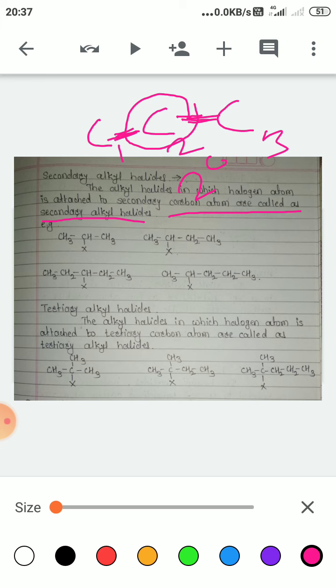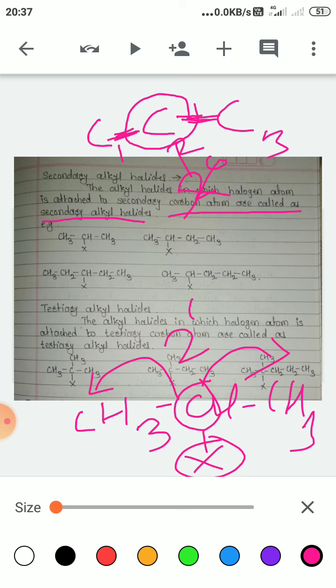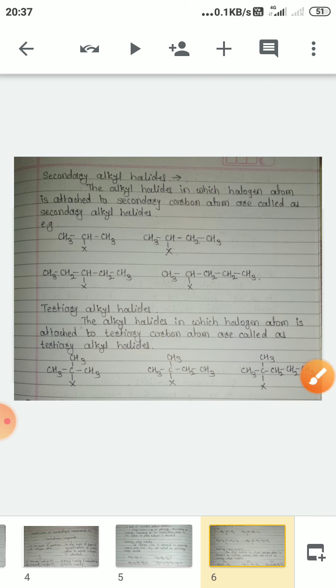Okay, and if the halogen atom is attached to this carbon atom, if we consider here CH3, CHX, CH3, the halogen atom is attached to a carbon atom which is attached to two other carbon atoms. Such a carbon atom is called a secondary carbon atom, and therefore these alkyl halides are called secondary alkyl halides. Okay, now we'll see the examples one by one.